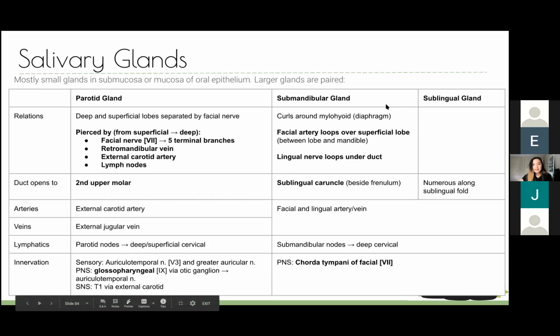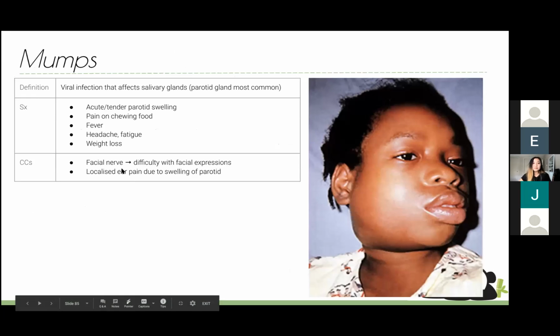And then the submandibular gland, as mentioned before: the lingual nerve loops under that duct, and the facial artery loops over the superficial lobe. It opens at your sublingual caruncle behind the frenulum, which is that middle bit when you lift your tongue up. And then the parasympathetic supply for both the submandibular and sublingual gland is via the chorda tympani of the facial nerve. Mumps is a viral infection that affects the salivary glands, most commonly the parotid gland. Facial nerve injury will give you difficulty with facial expressions. You can also get localized ear pain, and they get very swollen.